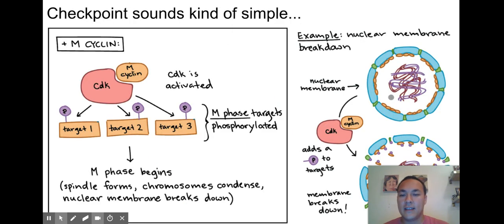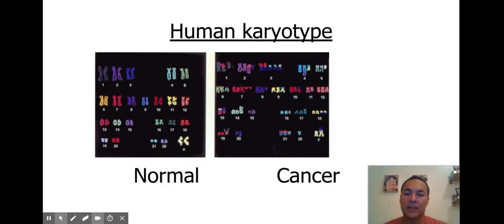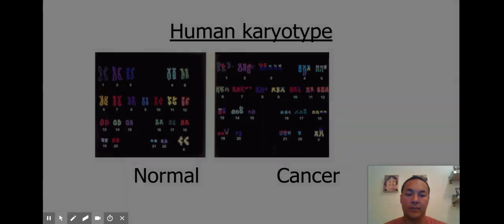It is flying through those checkpoints. It is not stopping for them. Something is wrong. The cyclins could be out of control, etc.